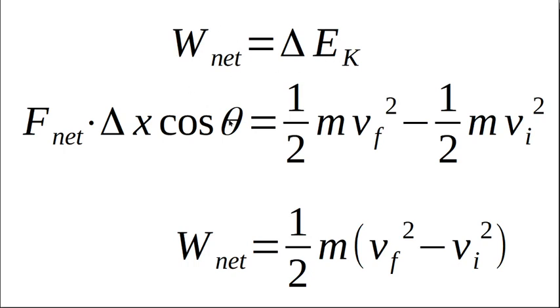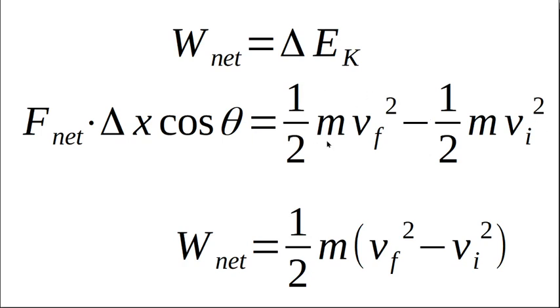For work, we can substitute F net delta x cos theta, and because it's the net work, we use the net force. So the net force times the displacement times the cos of theta is going to equal the change in kinetic energy, which is a half m v final squared minus a half m v initial squared.